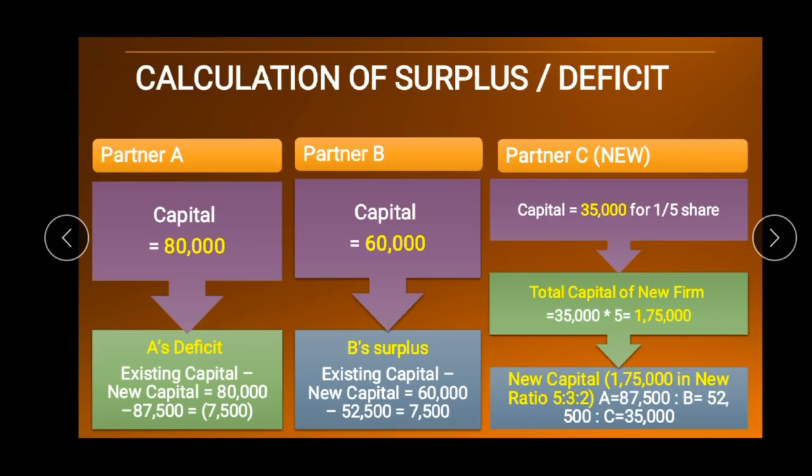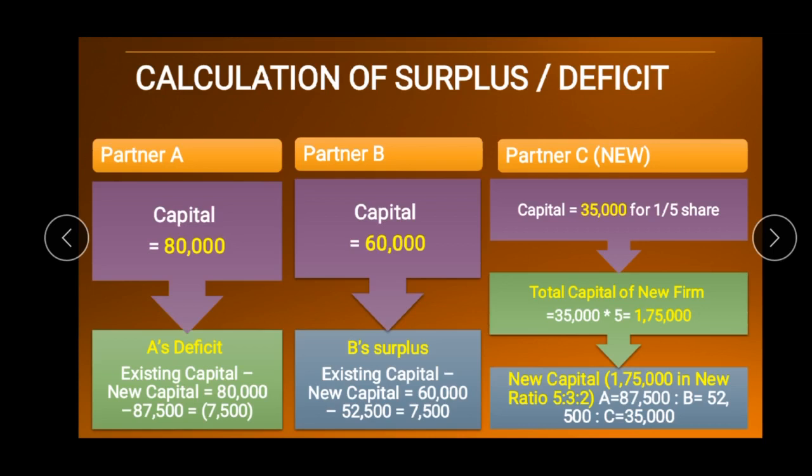And in case of B, his existing capital is 60,000 and his new capital we have calculated is 52,500. In case of B, the difference is 7,500, but it is his surplus. Why is it surplus? Because his existing capital is more than the new capital. It means he can withdraw that amount. He can withdraw 7,500 from the business.